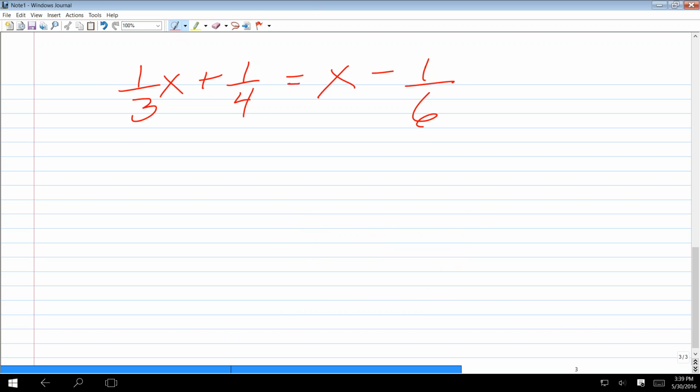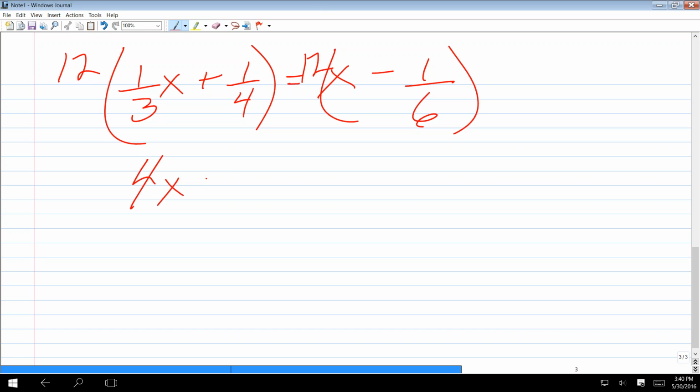Same thing up here. In other words, if I multiply the left side of the equation by 12, I'm getting rid of all the denominators. And if I multiply the right side of the equation by 12, I'm getting rid of all the denominators. What do I have now on the left? 4x plus 3 equals 12x equals 2, minus 2, sorry.